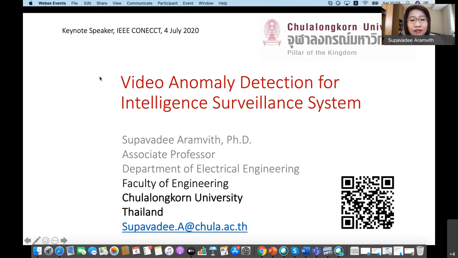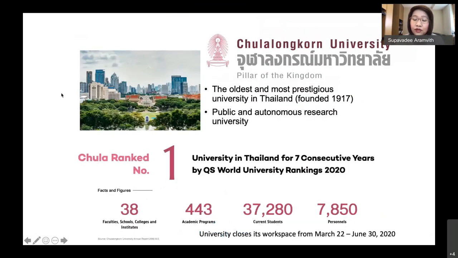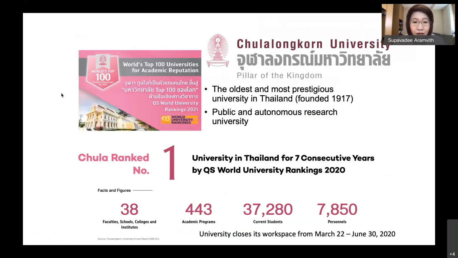So today my talk is about video anomaly detection for intelligent surveillance systems. I'm from the Electrical Engineering Department of Chulalongkorn University. Chulalongkorn University is the oldest and most prestigious university in Thailand. We are already past 100 years. We are a public and autonomous research university. We rank number one in Thailand for 7 consecutive years. And recently, we have been included in the 96th rank of the world's top universities for academic reputation in the QS World Ranking 2021. So you can see the statistics, we are a big and comprehensive university.